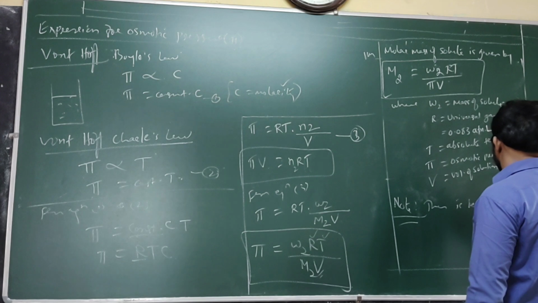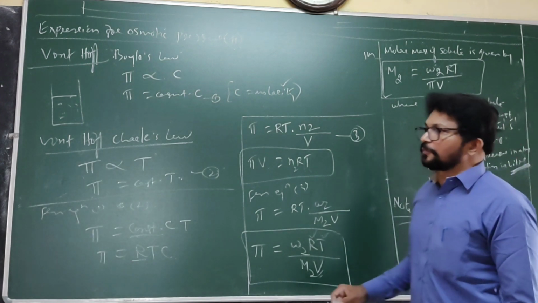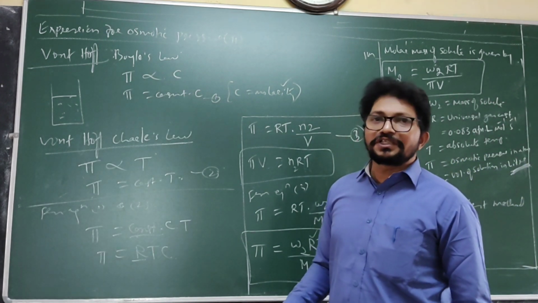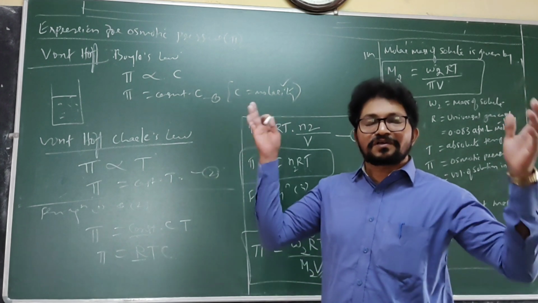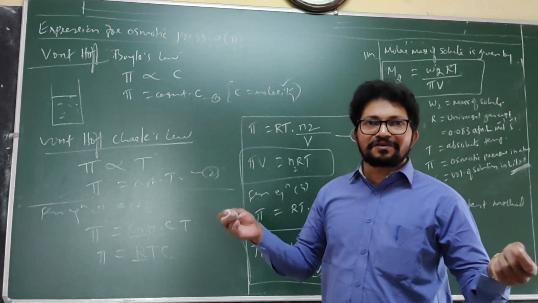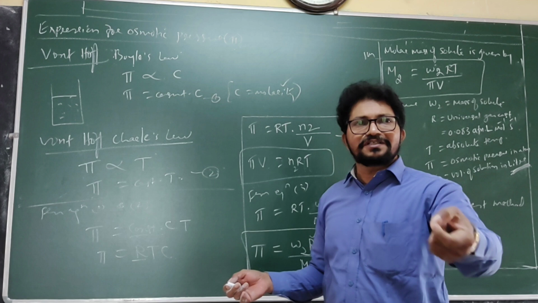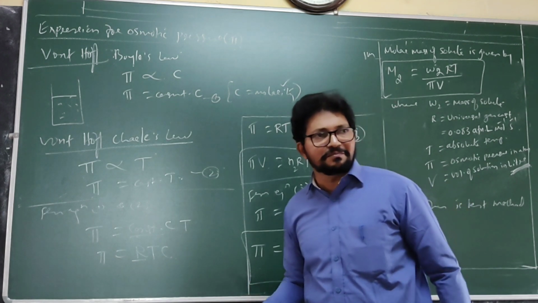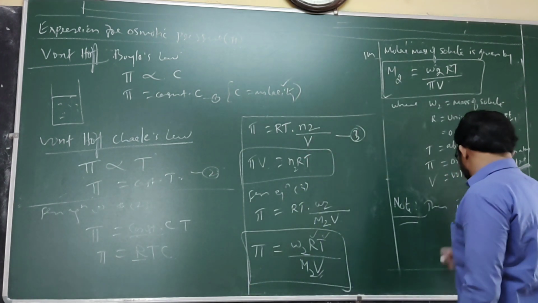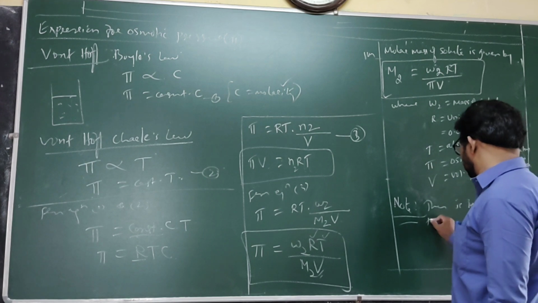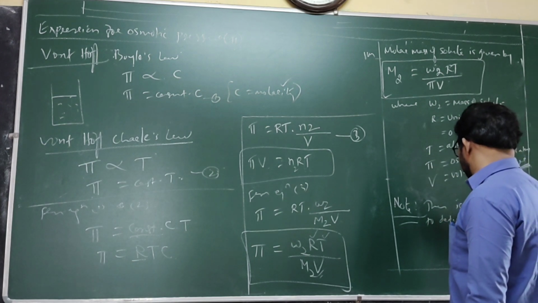If you have a protein, with relative lowering of vapor pressure, the property is so small. Elevation in boiling point is also not easily measurable. So this is the best method to determine molar mass.